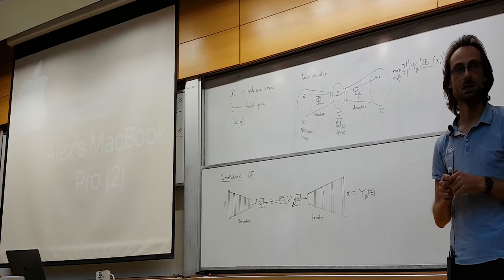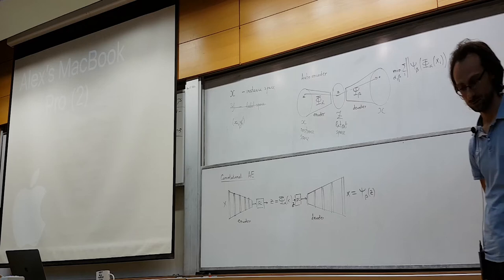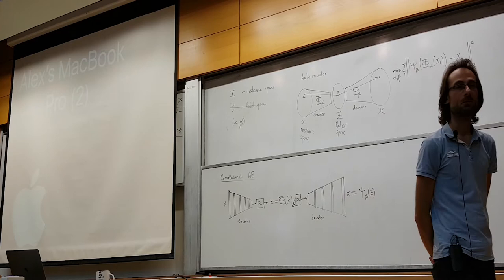Okay, yes? The technique that you described is very sensitive to the training set. It can be non-balanced. For your example, digits 1 to 9, I can put thousands of 1s and only one each from 2 to 9, and I'll get a worse encoder.